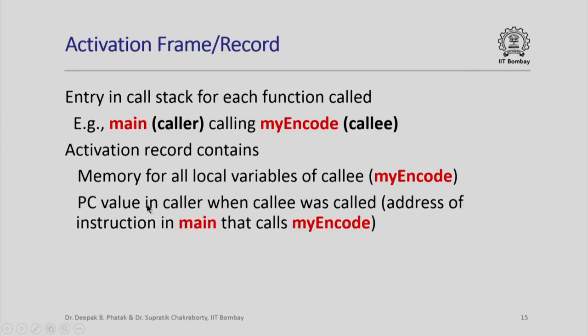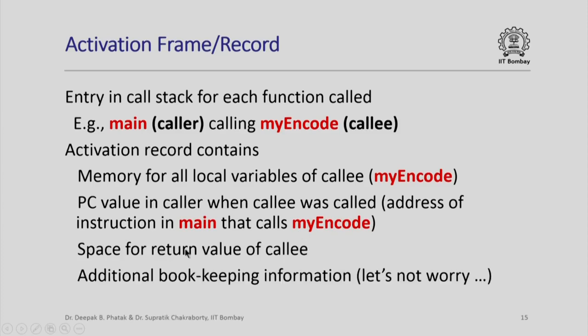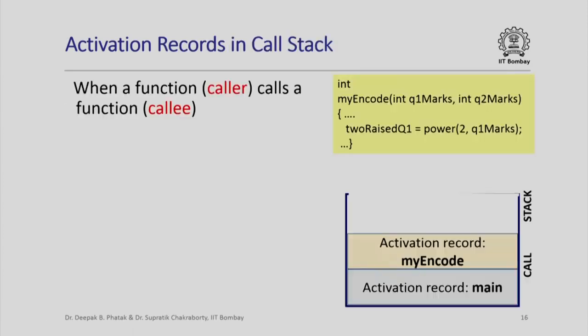It will contain space for the program counter value in the caller when the callee was called. So in our case, it will have the address of the instruction in main that called myencode. It will have space for the return value of the callee, and it will have some additional bookkeeping information also. Let us not worry about that. Now once we know that this is the information that is saved in an activation frame which will go on to the call stack, let us see how activation records are used in a call stack.